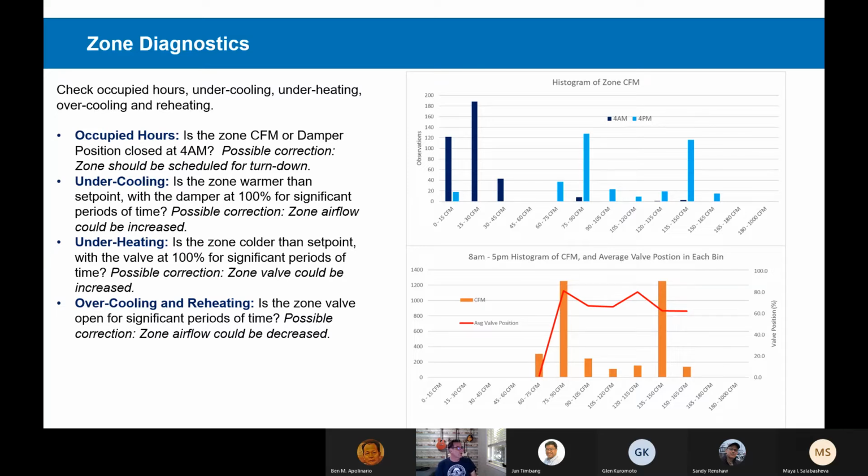Then we have undercooling and overcooling tests. These again can be simple histograms of damper position or CFM and valve position. The orange and red histogram down at the bottom there is an overcooling test. You can see that this zone spends a significant amount of time at 75 to 90 CFM and then another significant amount of time up at about 130 CFM. And in both cases, the average valve position at those CFM ranges is quite high, right? It's at 80%, which is to say that this zone is pretty much perpetually reheating or very frequently reheating. That's something we should look at during design.